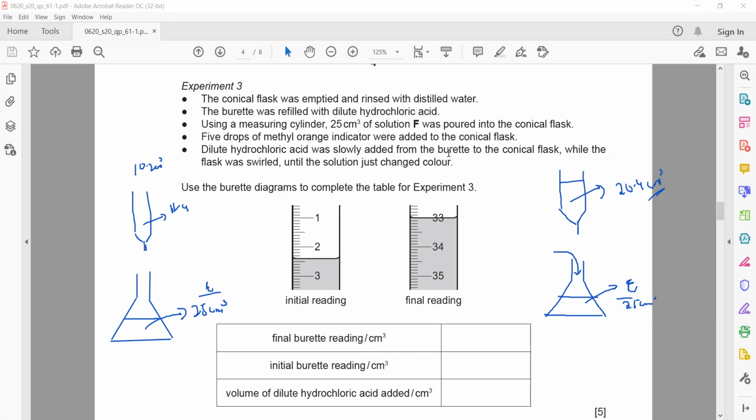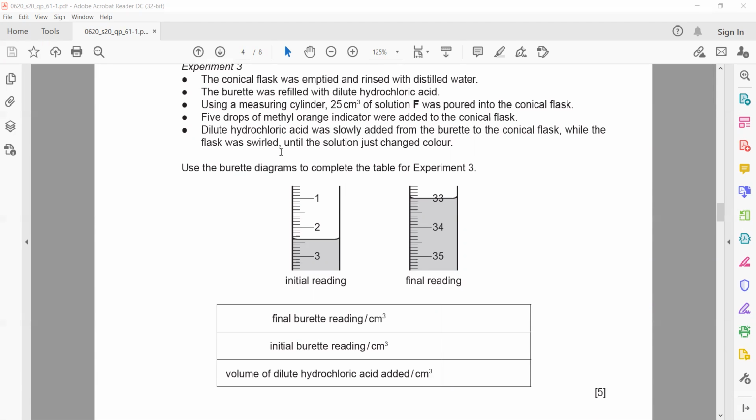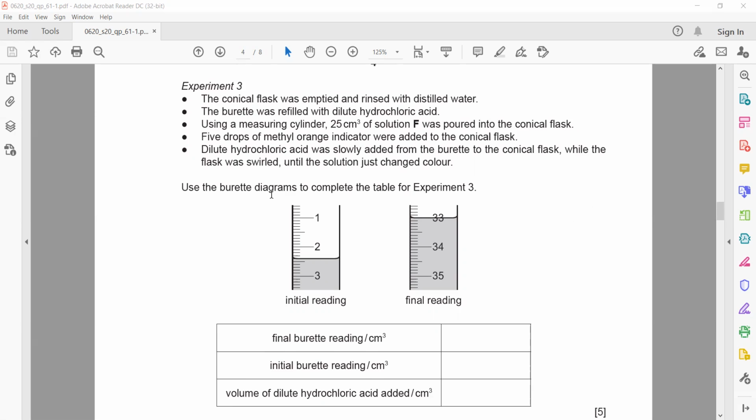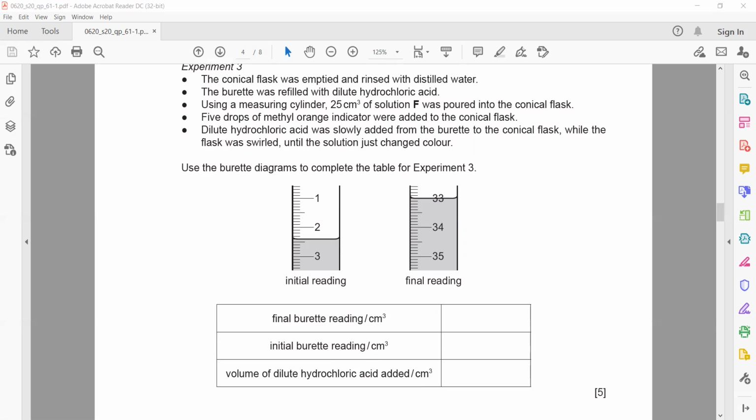Experiment 3: the conical flask was emptied and rinsed with distilled water. The burette was filled with dilute hydrochloric acid and 25 cm³ of solution F was poured into a conical flask. 5 drops of methyl orange were added to the conical flask. The dilute hydrochloric acid was slowly added from the burette while the flask was swirled until the solution just changed color. Use the burette diagram to complete this part, so you can use the screen annotation to complete this part as well.